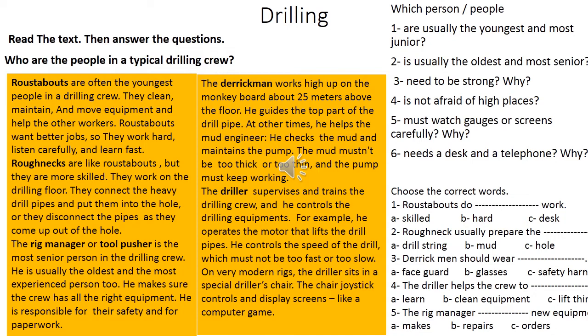Now let's start answering the questions. I'll give you time to answer. Number 1. Which person or people are usually the youngest and most junior? The answer is roustabouts. Roustabouts.